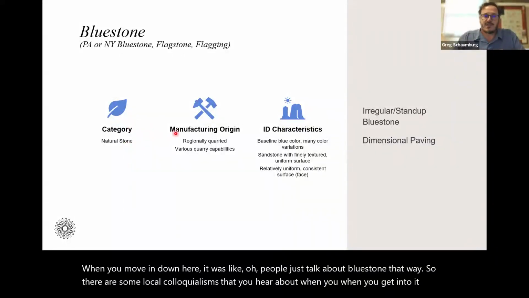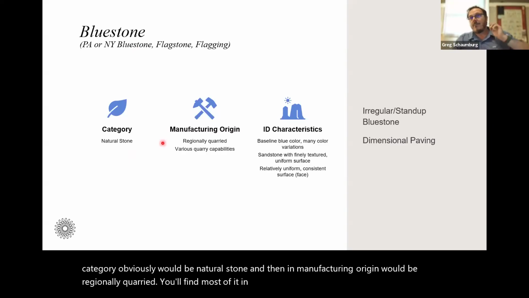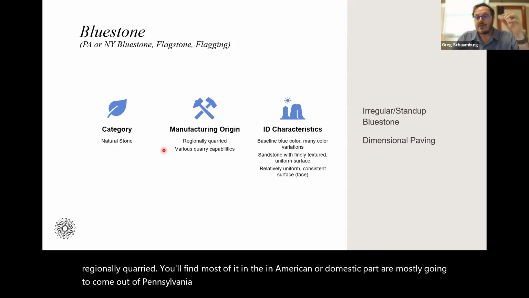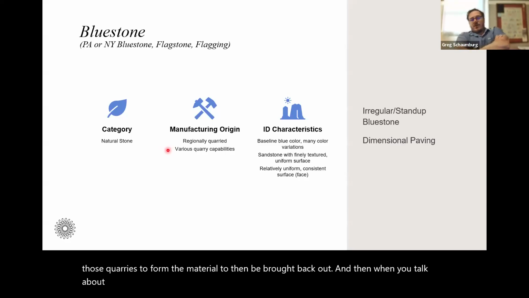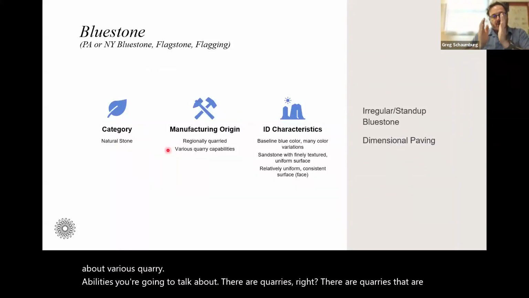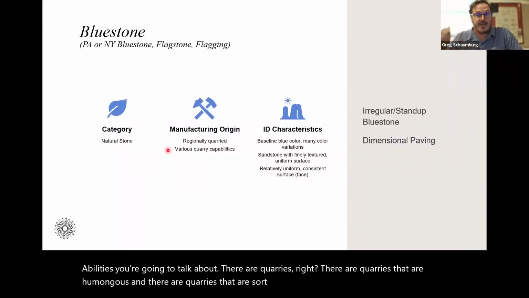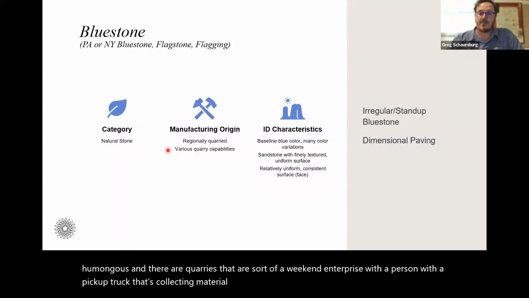Category obviously would be natural stone, and then the manufacturing origin would be regionally quarried. You'll find most of the American or domestic material is mostly going to come out of Pennsylvania and New York, because that's the geology that allowed those quarries to form. When you talk about various quarry capabilities, there are quarries that are humongous, and there are quarries that are sort of a weekend enterprise, with a person with a pickup truck collecting material to then sell to a distributor.